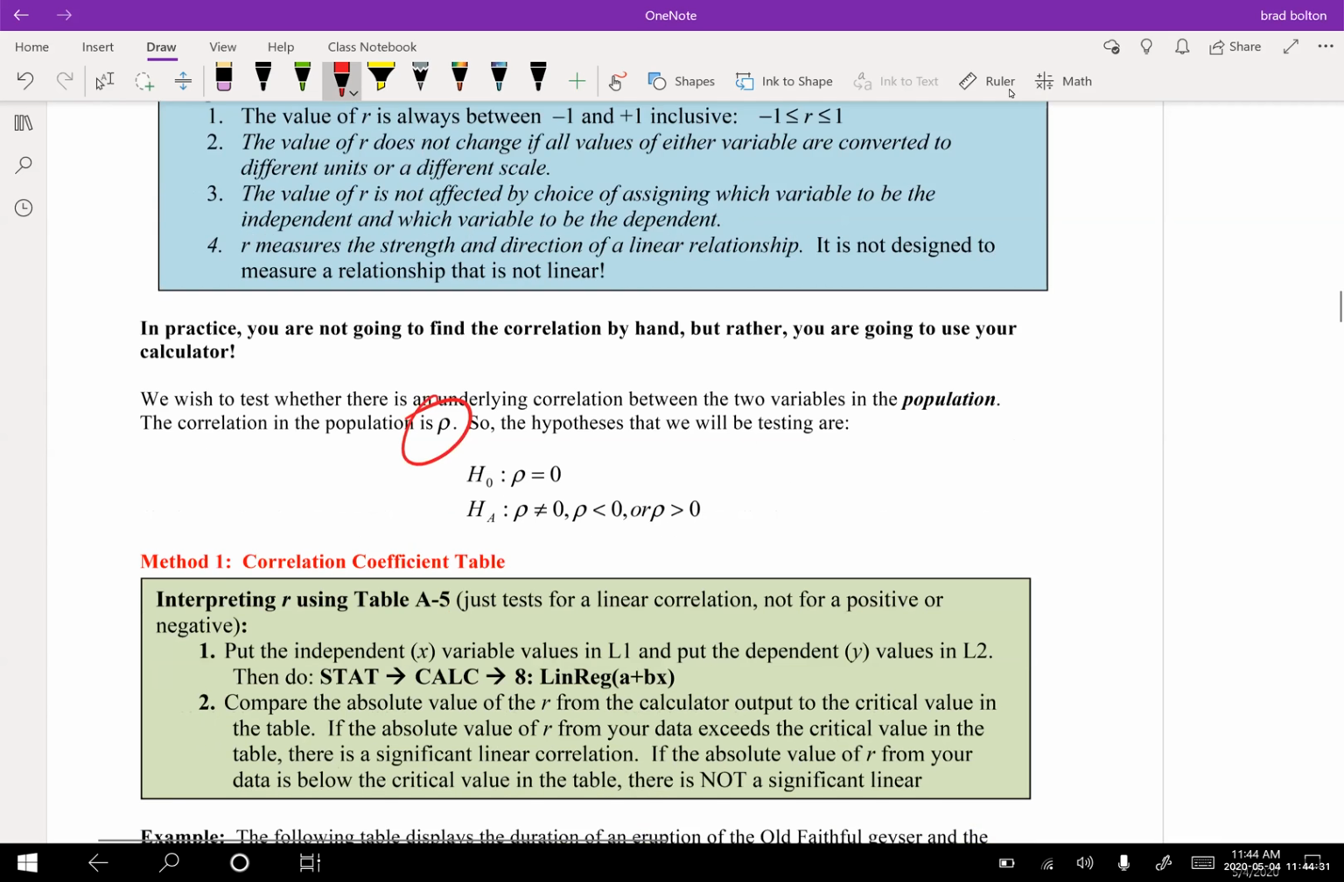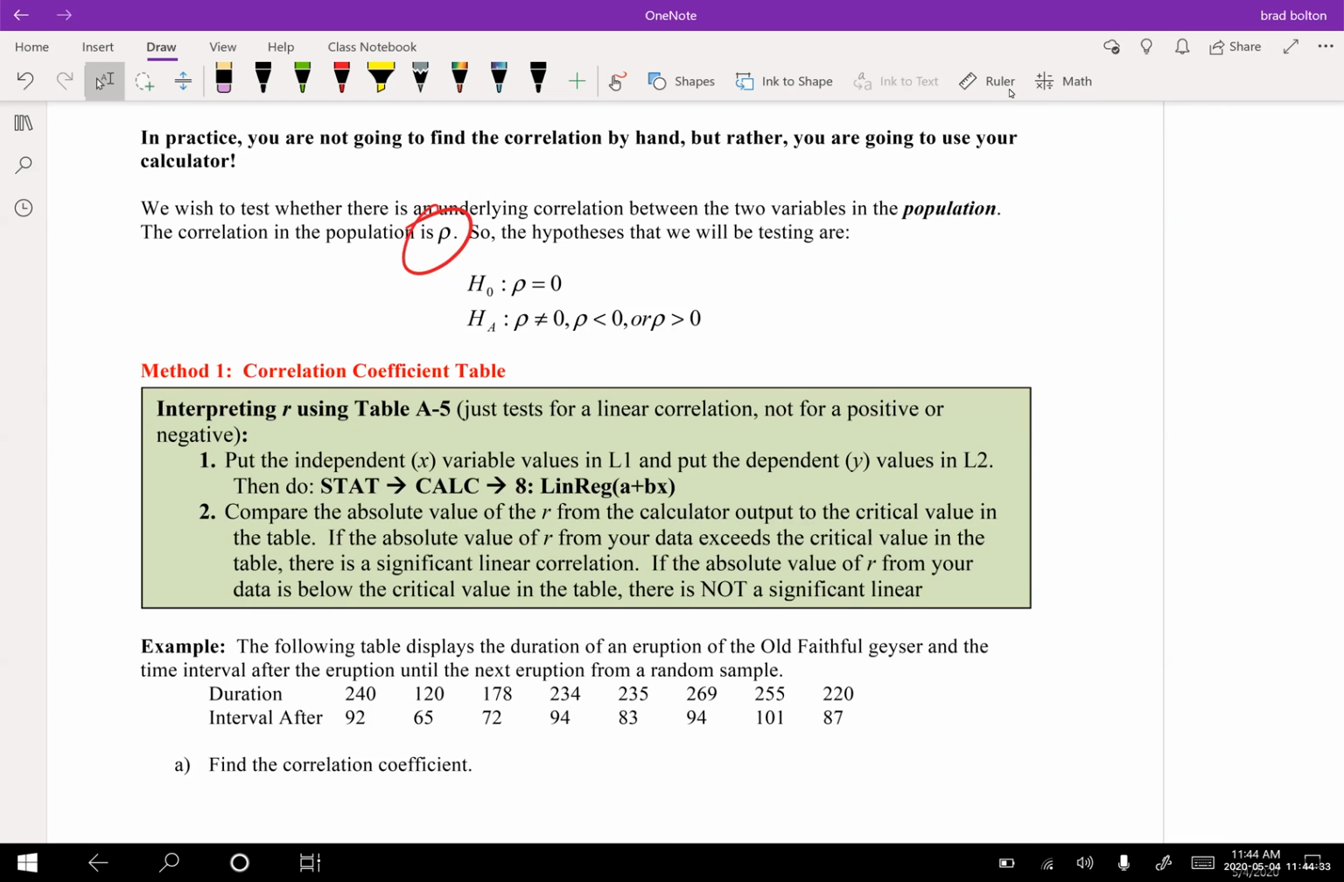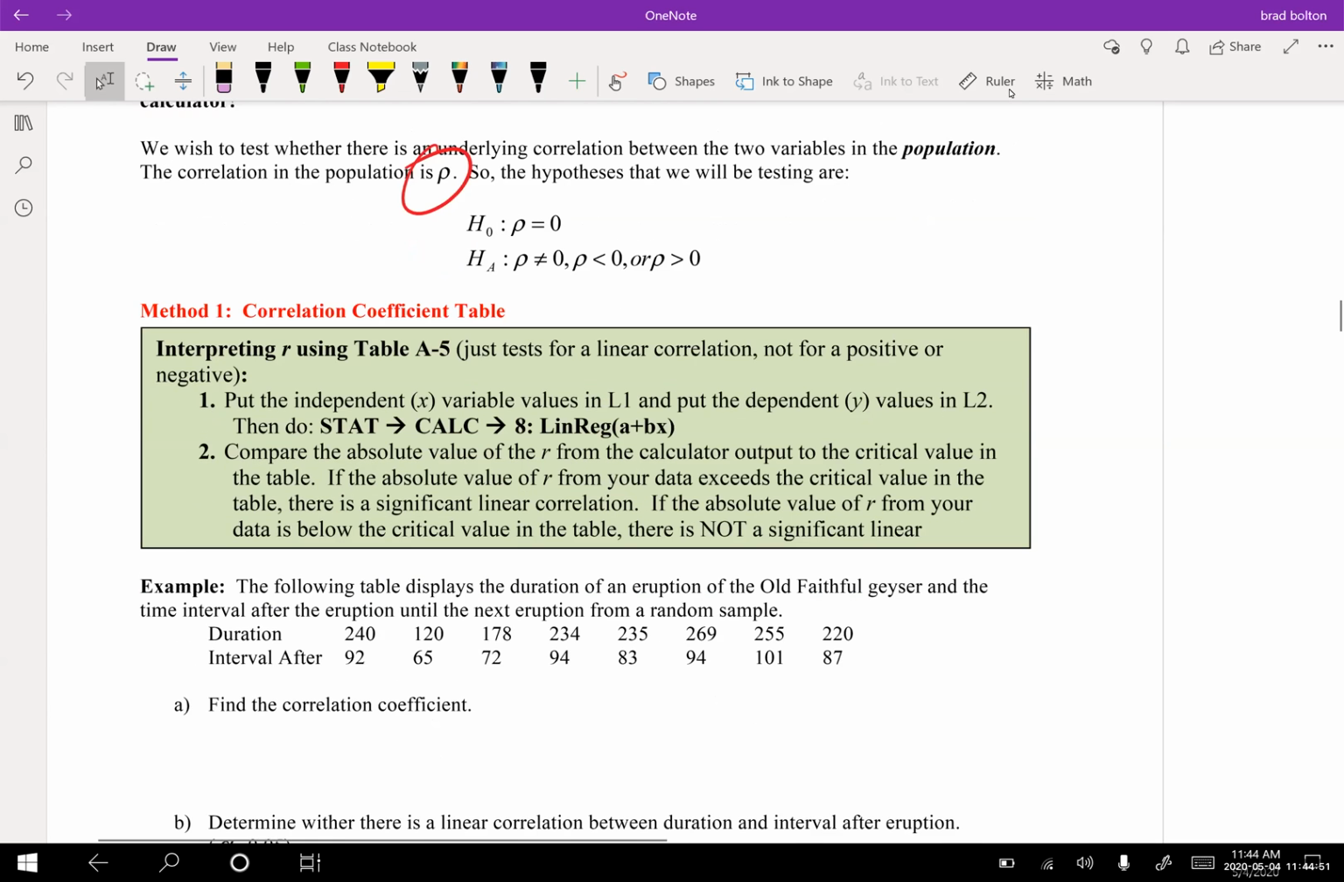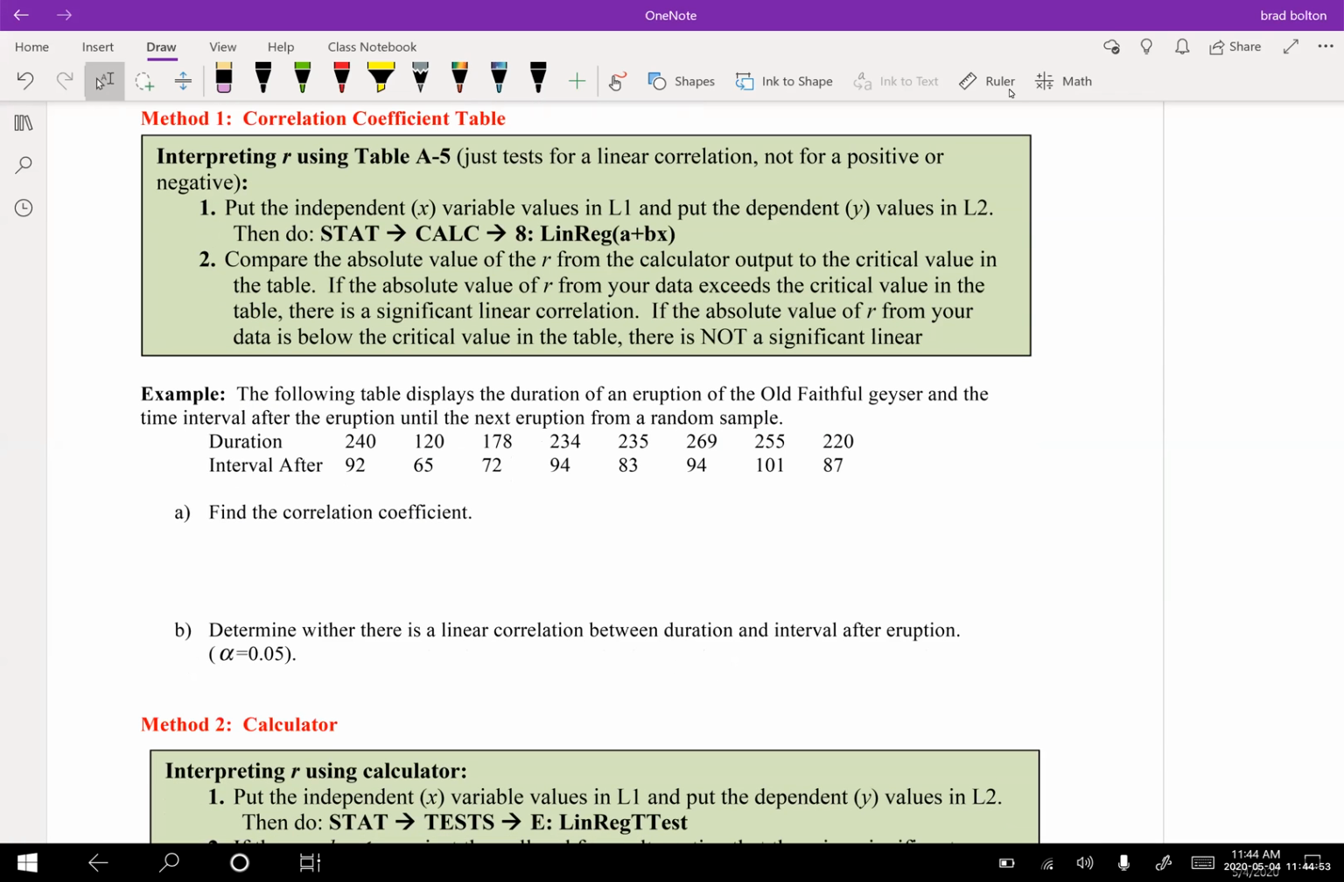So basically we have two ways that we can do this. We can do a full-blown hypothesis test, or we can make sure that R is applicable, and then we can use R and compare it directly to a critical value, okay? So kind of skipping the hypothesis test and just jumping to steps 4 and 5 from what I taught you. Method 1, the correlation coefficient table, okay? So this is the first way you can do it. So interpreting R using the table, I'll show you that in just a second. And then you can put this into your calculator.